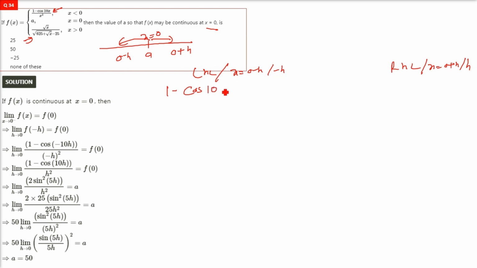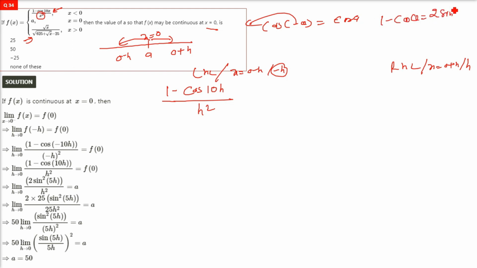So x equals 0 minus h, that is minus h you have to put. So 1 minus cos 10 into minus h, cos minus theta is plus cos theta. So it will be only cos 10h divided by x square. X square, minus h whole square, is h square only. So 1 minus cos 10h divided by h square. 1 minus cos 10 theta is what? See, 1 minus cos theta is 2 sin square theta by 2 in every sense. So whatever theta is there, just divide it by 2. So 2 sin square 10h divided by 2 is 5h. So 2 sin square 5h it will be.